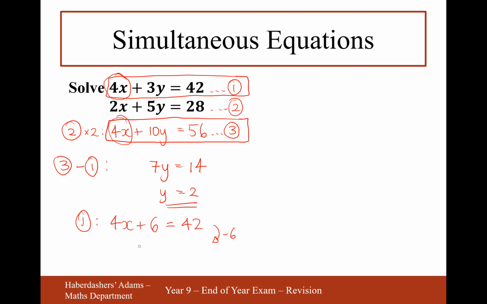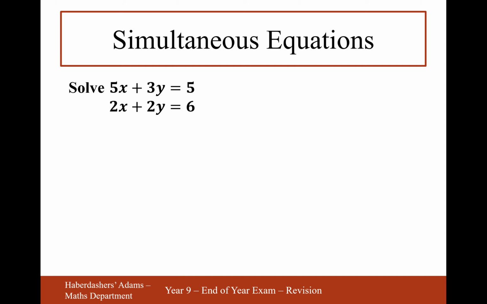Take away 6 from both sides to leave me just with 4x, and 42 minus 6 is 36. And then divide by 4, and I get x equals 9. So the final answers here are x equals 9, y equals 2. And there we are. That's kind of like a medium level difficulty question, because I've only had to multiply one of the equations by one number.